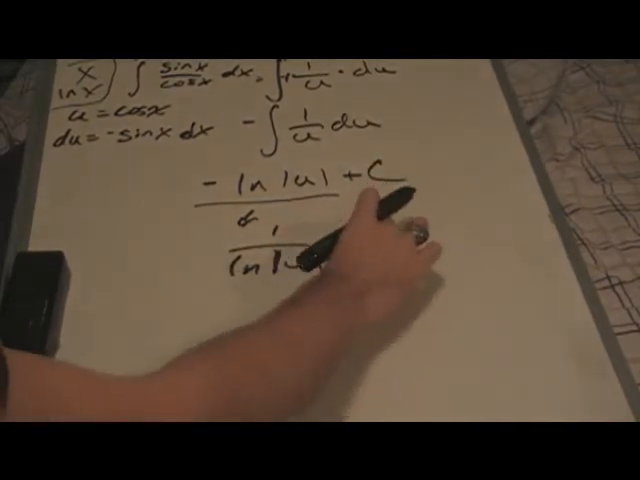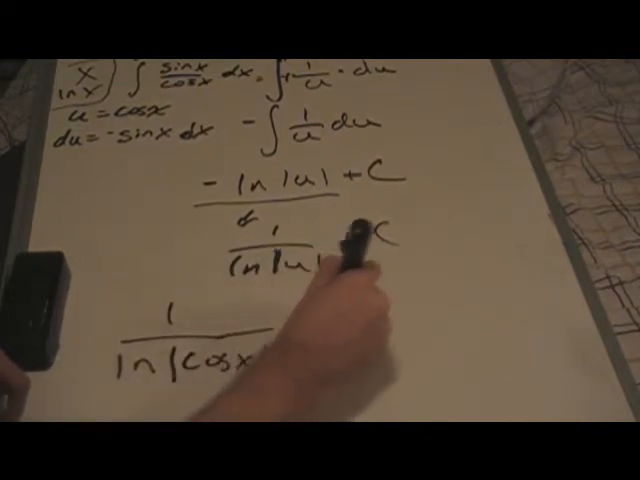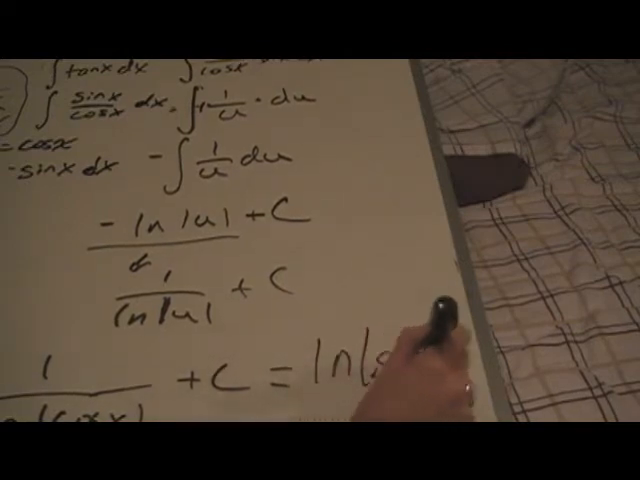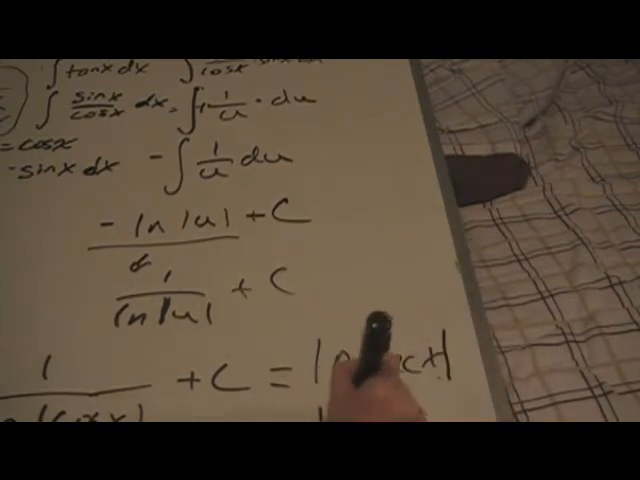Plus c, of course, not e, c. And now it's 1 over the natural log of cosine of x plus c, which is equal to our final answer of the natural log of 1 over cosine, which is simply, say it with me, secant. And here we go again, out of board space. The big plus c, so you won't forget. Natural log secant x plus c.